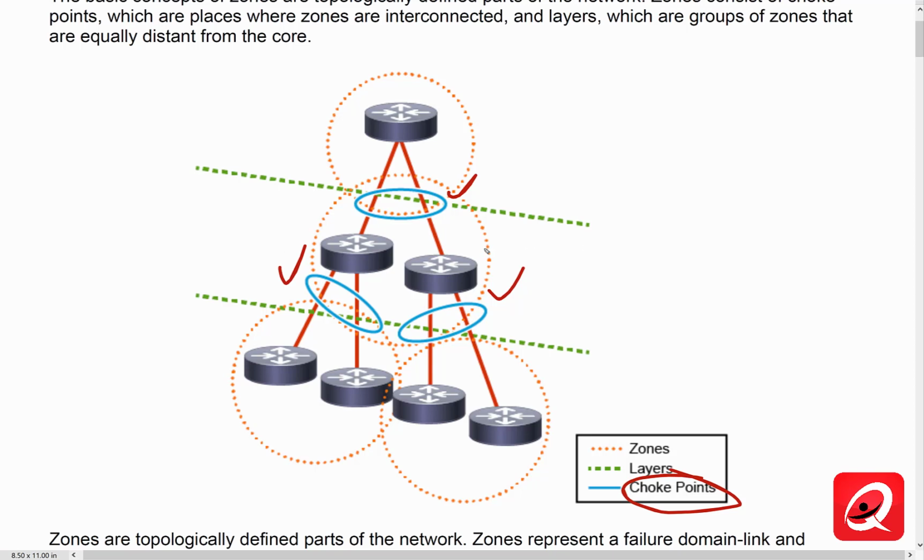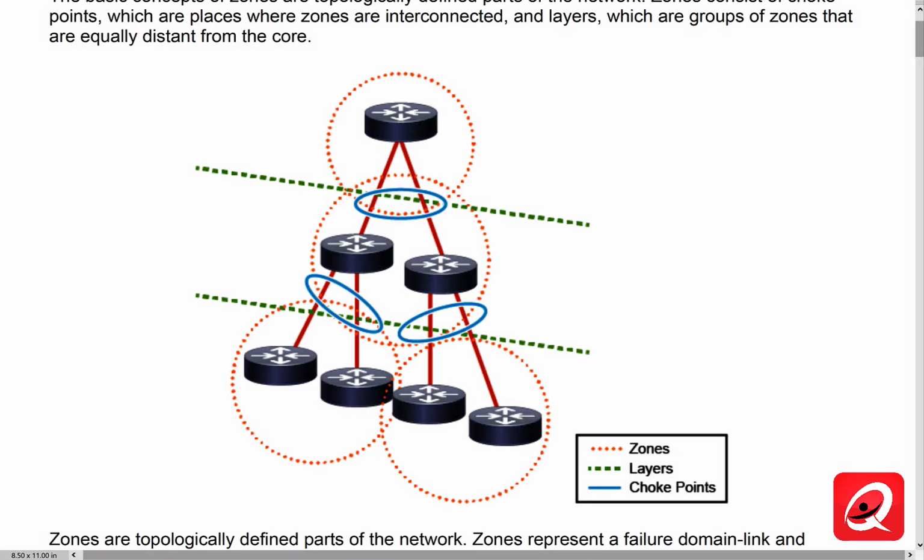And those choke points is where we can implement policy. And that's a really, really important concept, especially with EIGRP. Because it is an arbitrary design, we have the ability to implement policy at really any point in the network. All right, so these zones are basically just logically defined parts of the network.